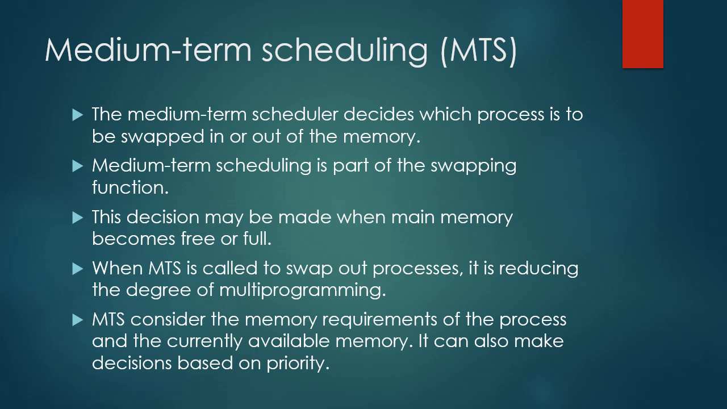When MTS is called to swap out processes, it is reducing the degree of multiprogramming. This helps when our processes ask for more memory. We can swap a few processes out, free up some space, and then expand the address spaces of the processes still sitting in the RAM. MTS considers the memory requirements of the process and the currently available memory. It can also make decisions based on priority.